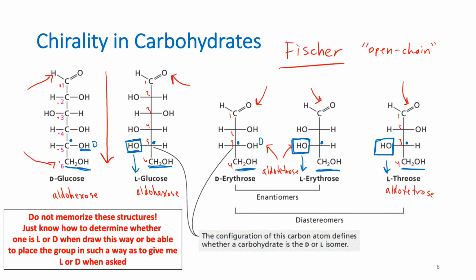I don't want you to memorize these structures. Don't know the structure of glucose or erythrose or threose. You don't have to memorize that, but you do need to know how to name these in terms of L-aldohexose or D-aldohexose, tetrose, so on and so forth. 3 is going to be called triose. 4 equals tetrose. 5 equals pentose. 6 equals hexose. You don't really see any other numbers in these carbohydrates.